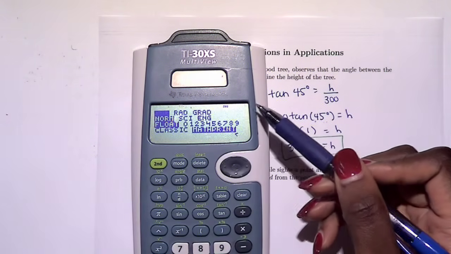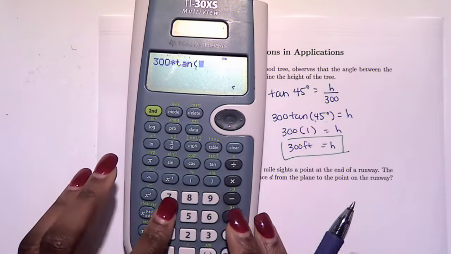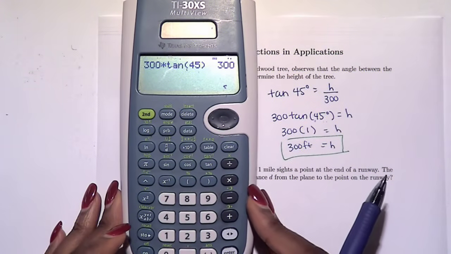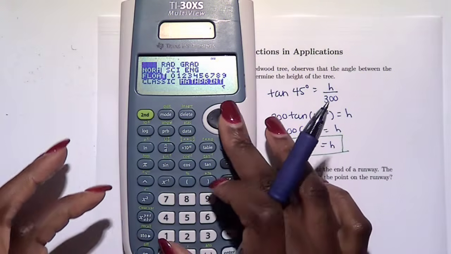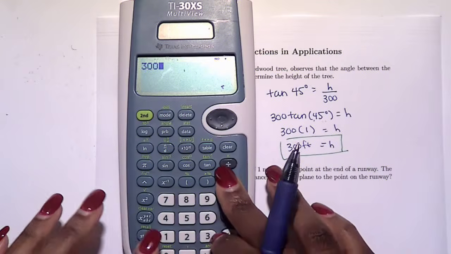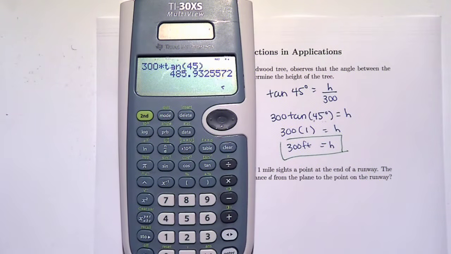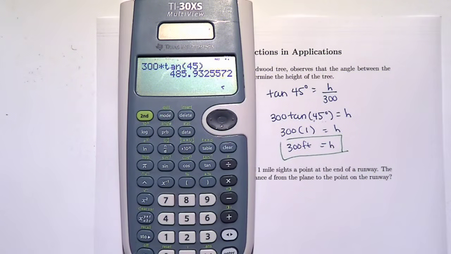But we want to be in degrees for this problem, and I'll show you what happens if you're not. So we want 300 times tangent of 45, and we get 300. All right, so why is it important that our calculator is in degrees when we're working with degrees? Well, if I put this in radians and did the same thing, 300 times tangent of 45, oh, I get the wrong answer because this is saying that 45 is 45 radians, not degrees.